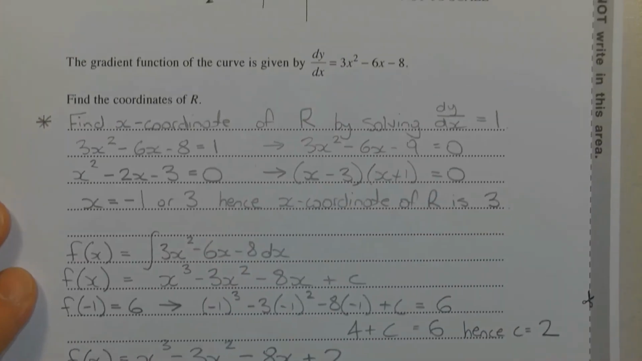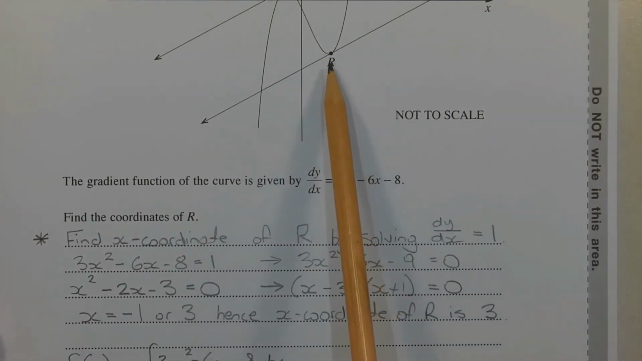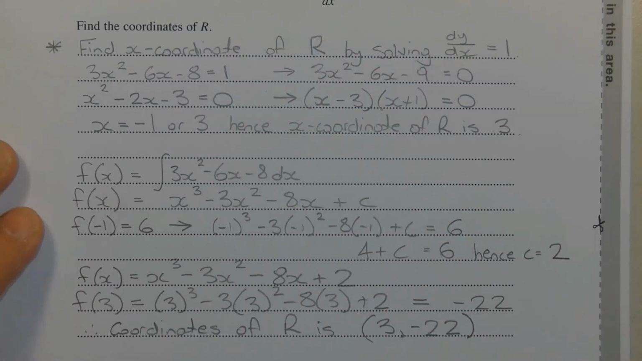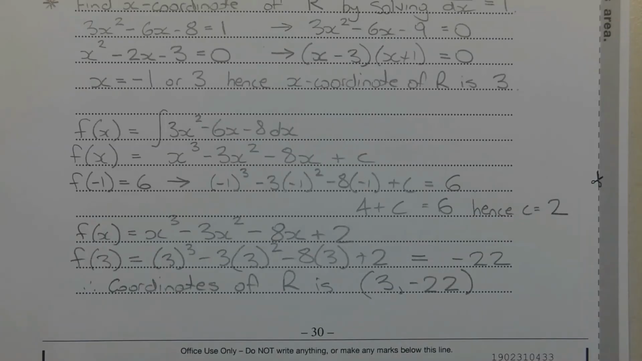So now that we have the x-coordinate of point R, which we found here, substituting x equals 3 into the primitive function, or into f of x, we can then find the y-coordinate that corresponds to x equals 3. So f of 3 is equal to 3 cubed minus 3 times 3 squared minus 8 times 3 plus 2, and that equals negative 22. Therefore, the coordinates of point R are (3, negative 22).